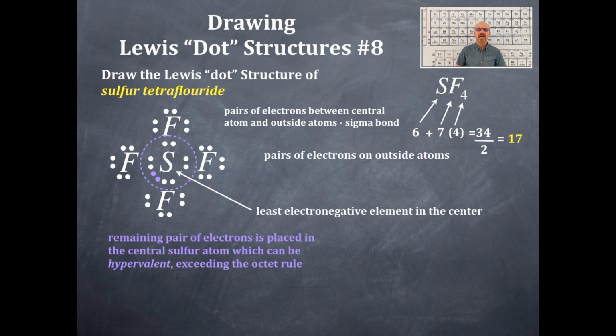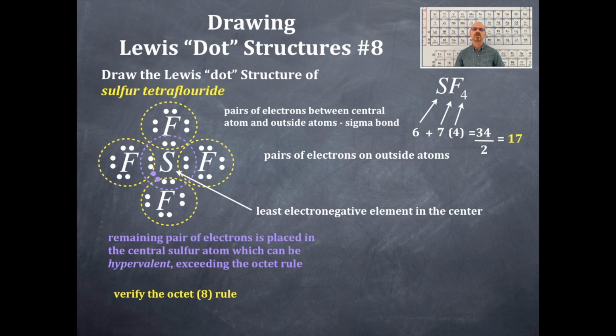And can that happen is the question. Since sulfur is period 3 or greater, that's period 3, 4, 5, 6, or 7, it can exceed the octet rule and be a hypervalent sulfur. That's why that purple pair of electrons on the central element is okay, because I have violated the octet rule, but because sulfur is period 3 or greater, it can exceed that. Now we're going to make sure that the fluorines have an octet, and they most certainly do. Fluorine is one of the few elements that must have an octet at all costs.